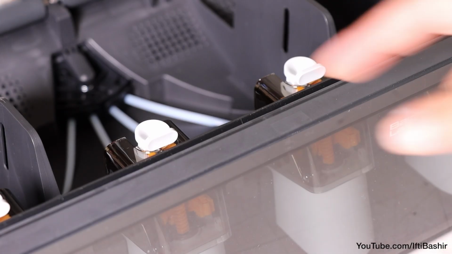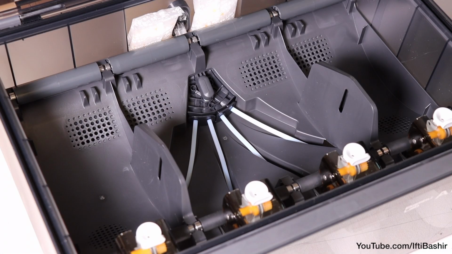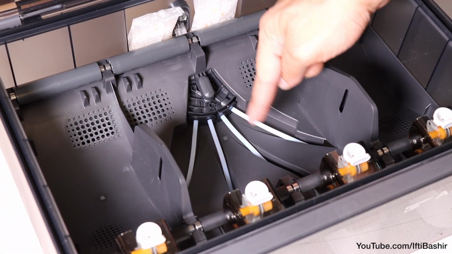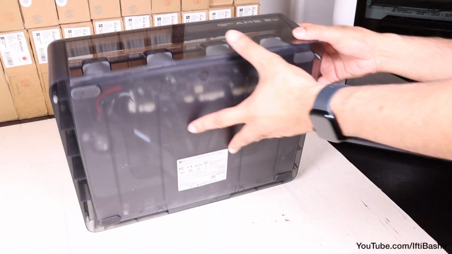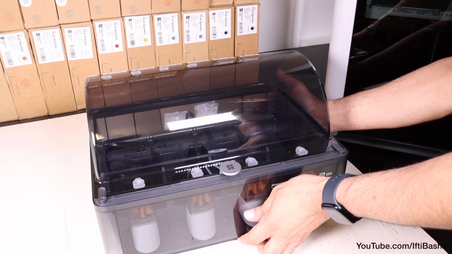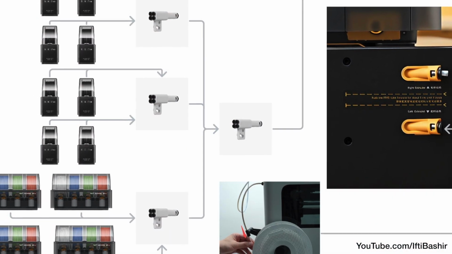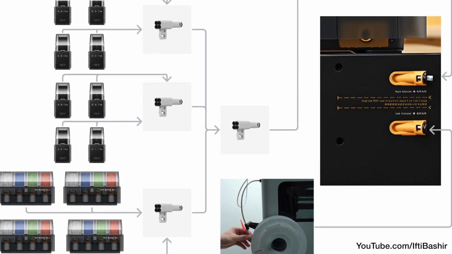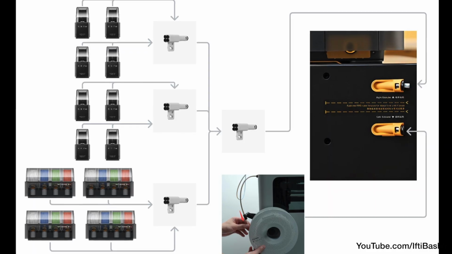There are a couple of other developments, like the ceramic coated tips for longer life, and it's easier to get to the PTFE tubes in case you need to remove any filaments stuck in them. Although saying that, note the older generation AMS units can still be used here too. In fact, the H2D can use up to 4 AMS units and 8 AMS HT units simultaneously. That's up to 24 spools.